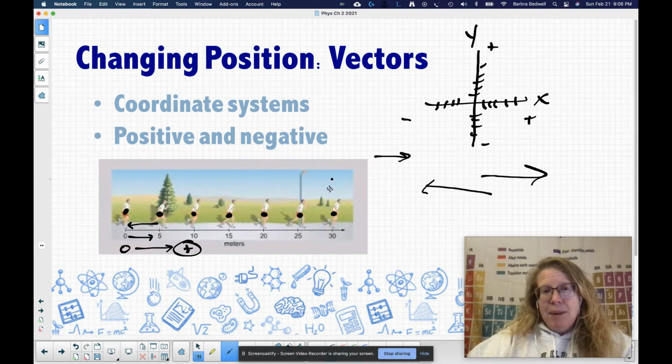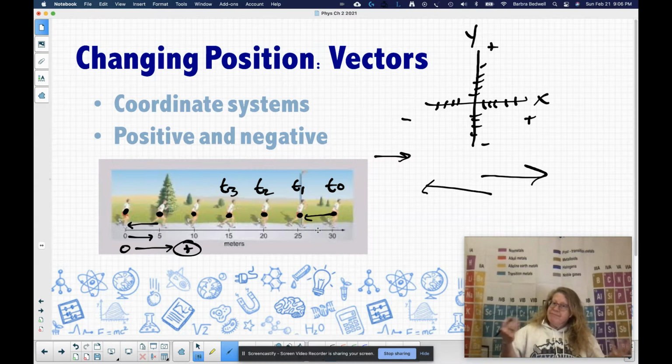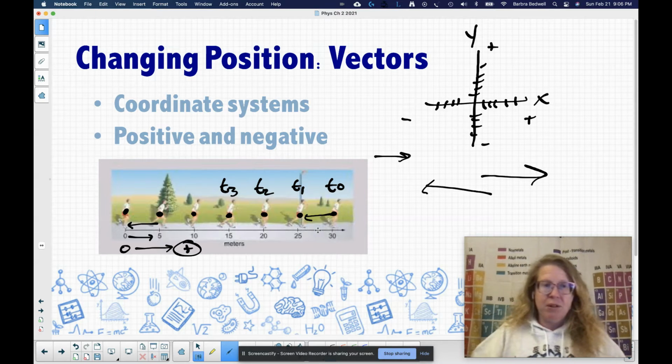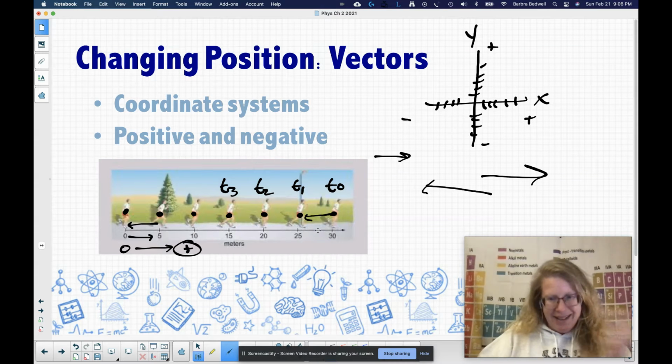What if this is time equals 0 here? And this is time equals 1, and this is time equals 2, this is time equals 3. What if in reality the dude's moving this way, 5 meters the other direction? You can't tell really from this particular thing. I know we make those assumptions when we look at it that the person's moving that direction, but it could be the other way around.